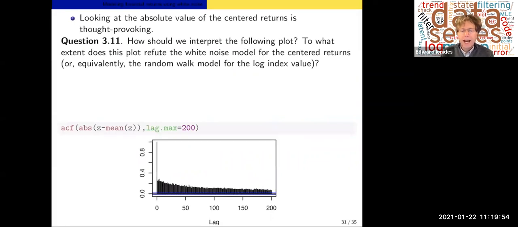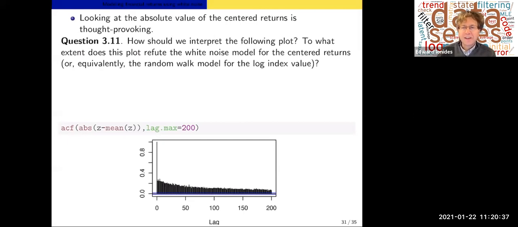However, if you look at the absolute values of the centered returns, you get something that's a little more thought-provoking. Here's the ACF of the absolute value of the centered return, Z minus mean Z. And there's certainly autocorrelation here, right? And let's think about, to what extent does this plot refute the white noise model for centered returns, or equivalently the random walk model for the log index value? Well, have a think about that.